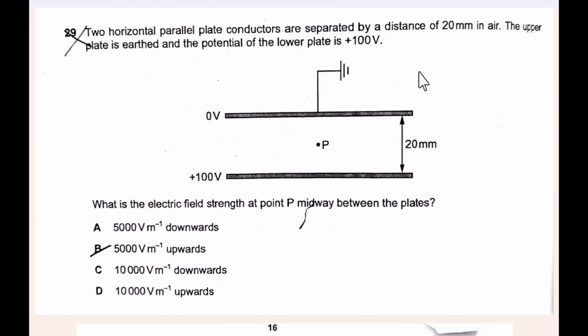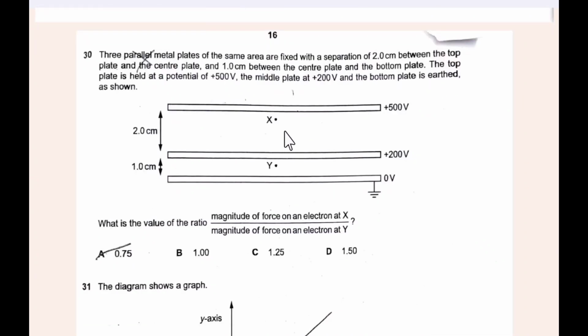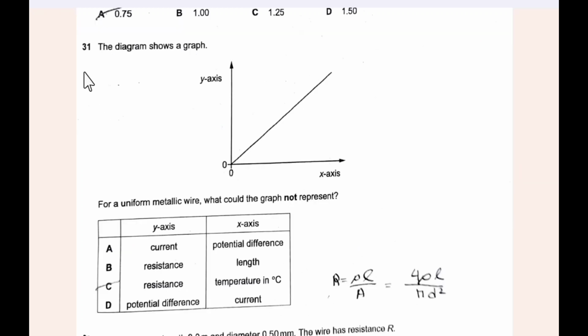Number 29 is not in our syllabus right now. Question 30 is also not in the syllabus. In question number 31, the diagram shows a graph for a uniform metal wire.